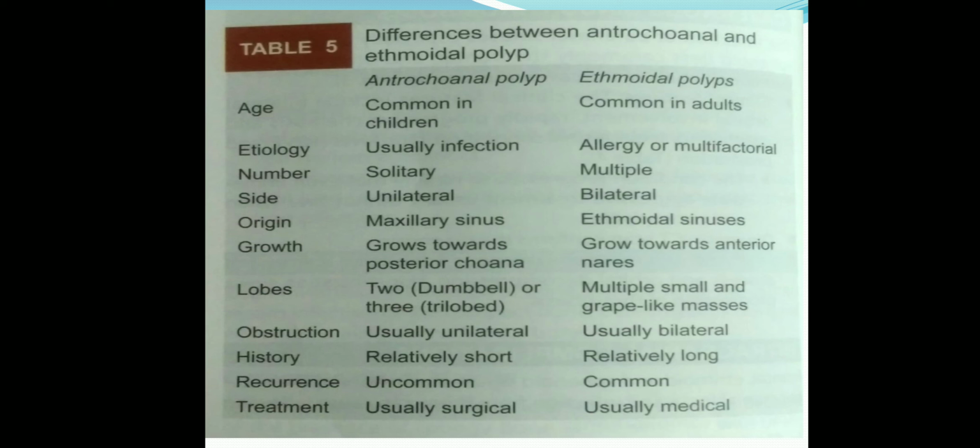In antrochoanal polyp, the obstruction is unilateral. In ethmoidal polyp, the obstruction is usually bilateral. In antrochoanal polyp, the history is relatively short, but in ethmoidal polyp, the history is relatively long. Recurrence is uncommon in antrochoanal polyp, whereas recurrence is common in ethmoidal polyp. And regarding treatment, antrochoanal polyp treatment is usually surgical, and in ethmoidal polyp, we can first try medical treatment.